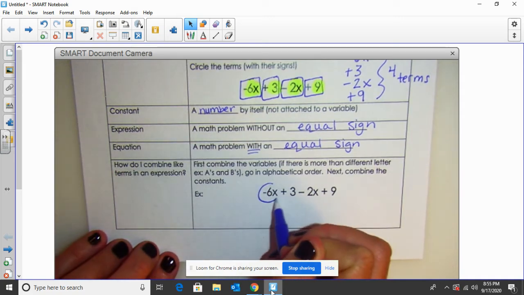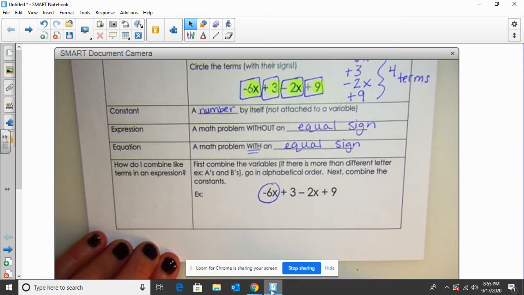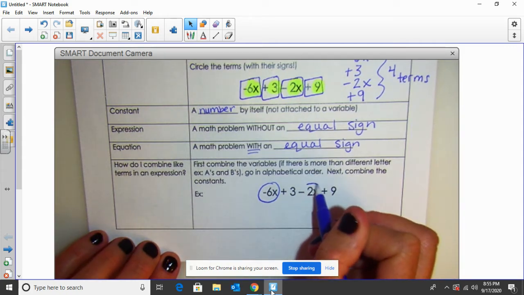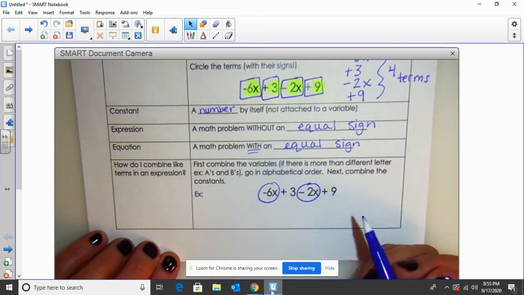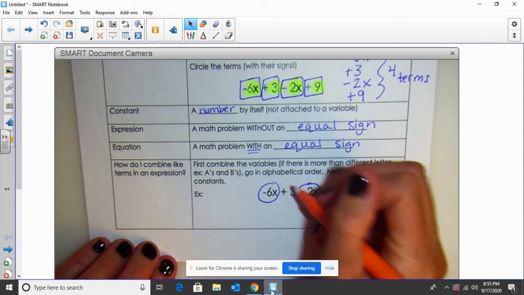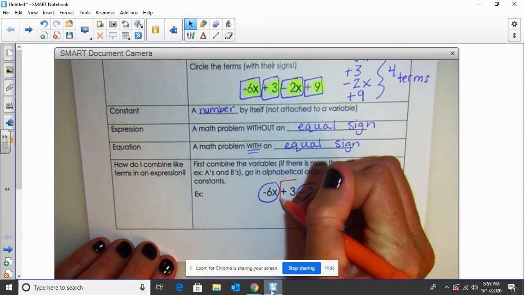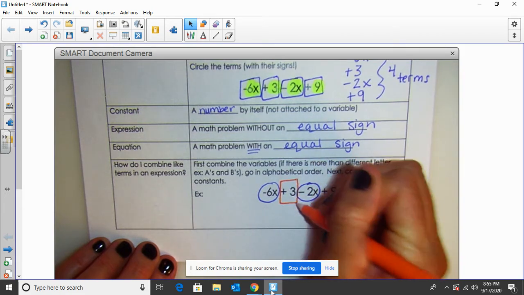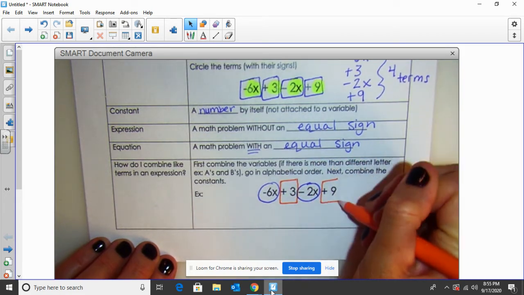I'm going to put a circle around this one because it has an x. That's a variable, so that would be considered a variable term. And then this 2x as well, don't forget it's a minus sign, so that is a negative 2x, right? Now, again, you can use a different color or you can use a different shape. I'm putting an orange box around the constants, okay?